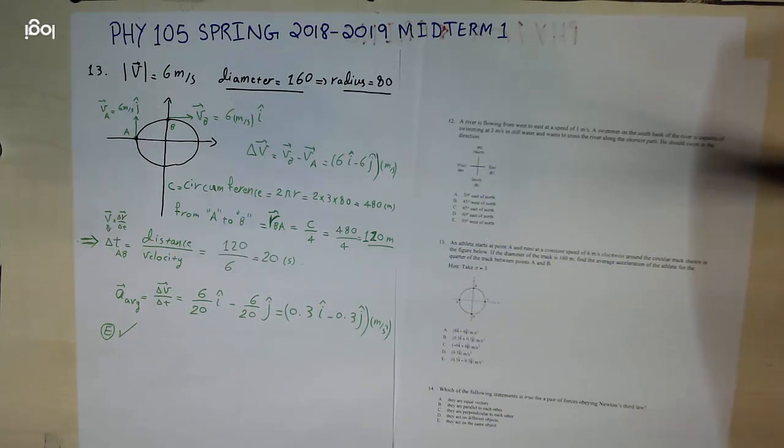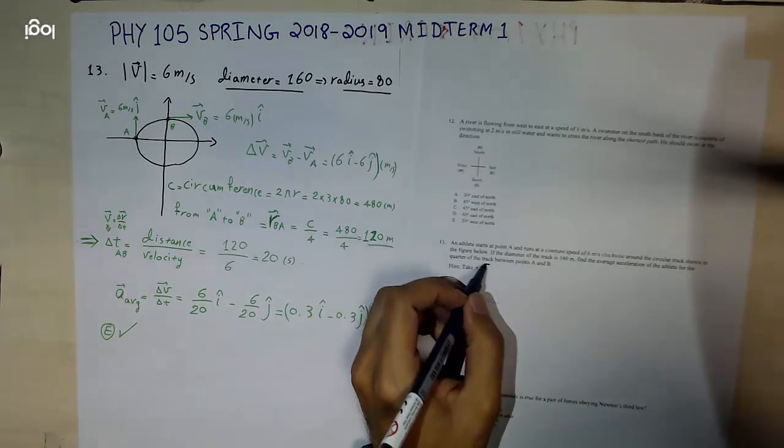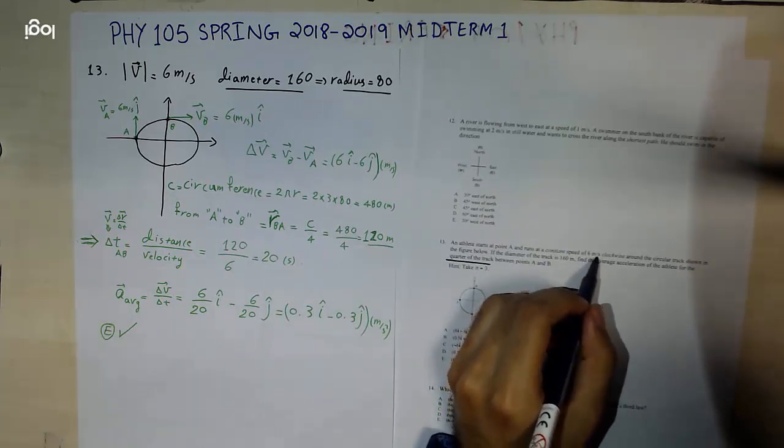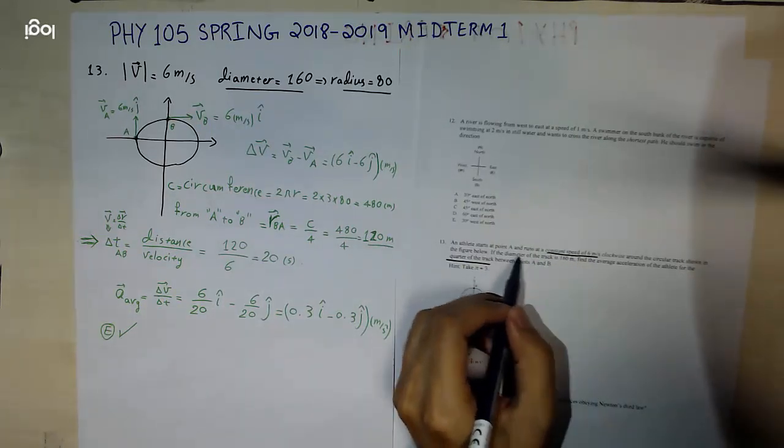An athlete starts at a point A and runs at a constant speed of 6 meters per second clockwise around the circular track shown in the figure below. If the diameter of the track is 116 meters, find the average acceleration of the athlete for the quarter of the track between points A and B. Okay, let's remark some important points: quarter of the track, constant speed, and diameter.